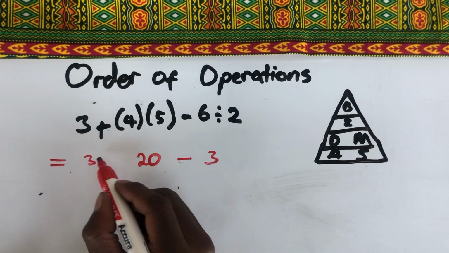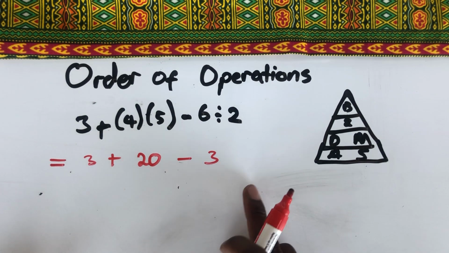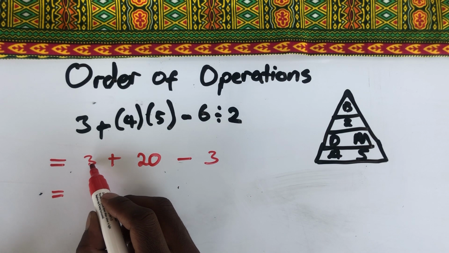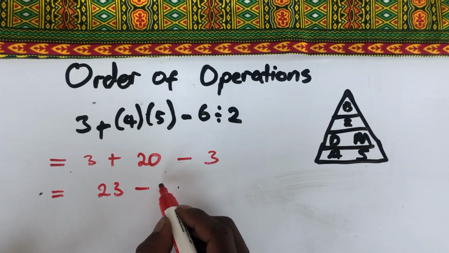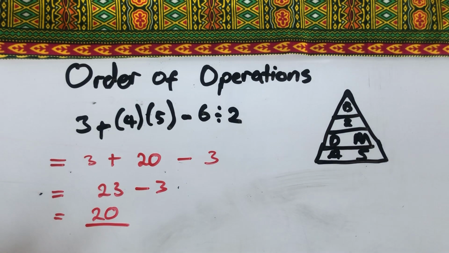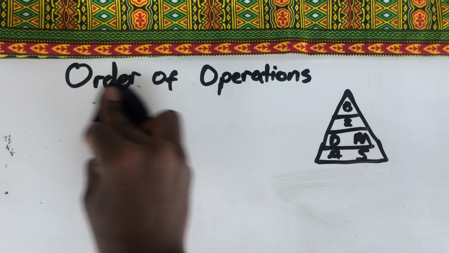And then we have our 3 plus 20 minus 3. And if you can see, we can simply do this. So we add first, 3 plus 20 equals 23, minus 3. The answer that we get is 20. I hope this explains what I'm trying to show to you here. And let us look at another example.